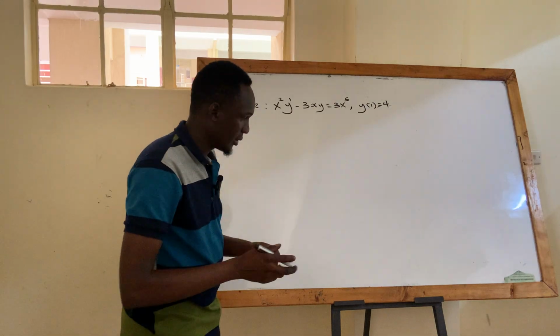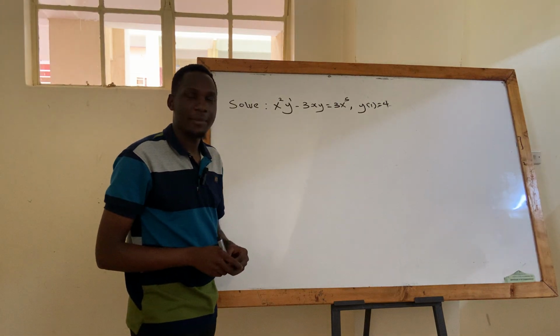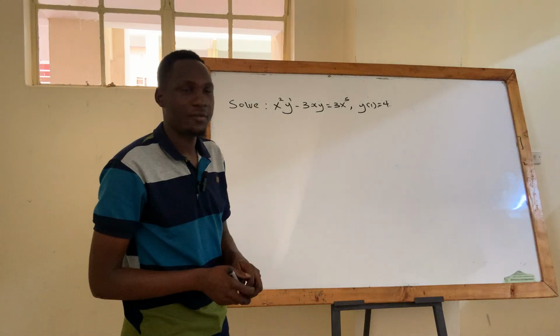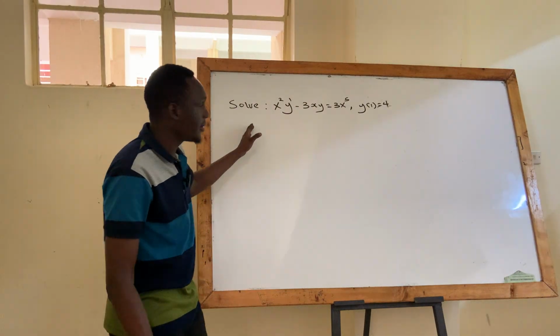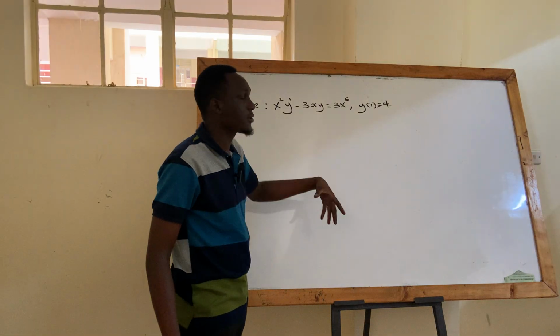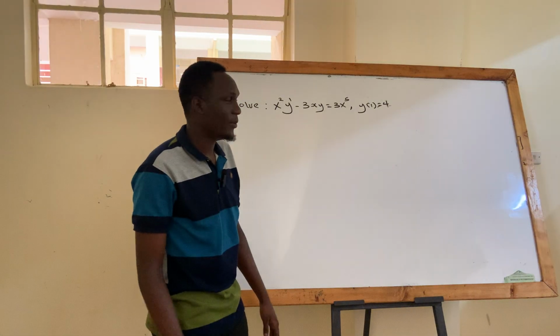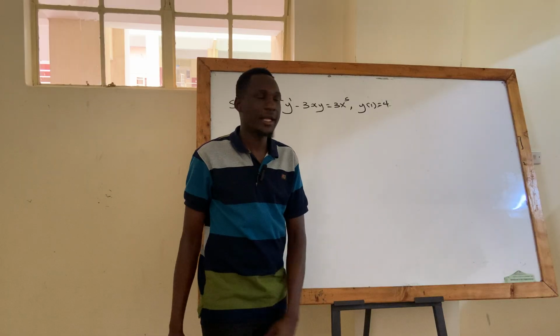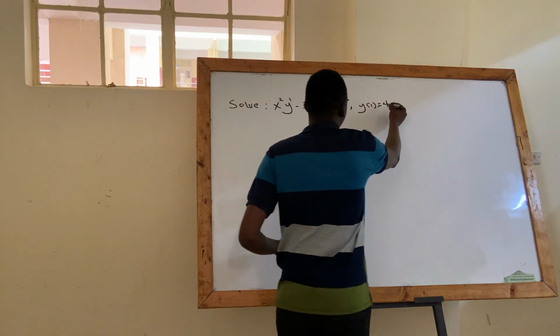Hello guys, today we want to learn about linear ODE and we have got an example. Solve x squared y prime minus 3xy equal to 3x power 5 given that y(1) is equal to 4.